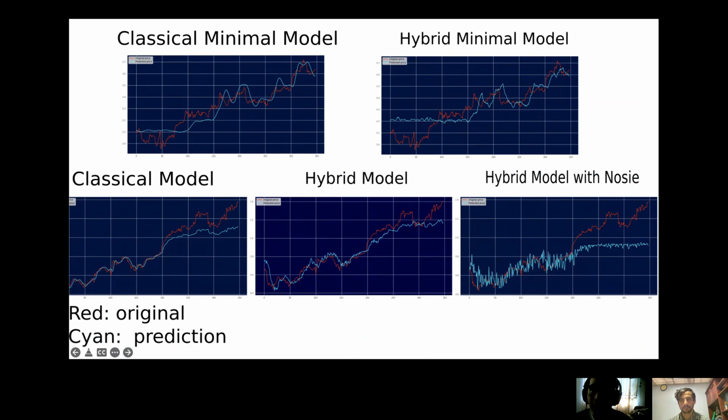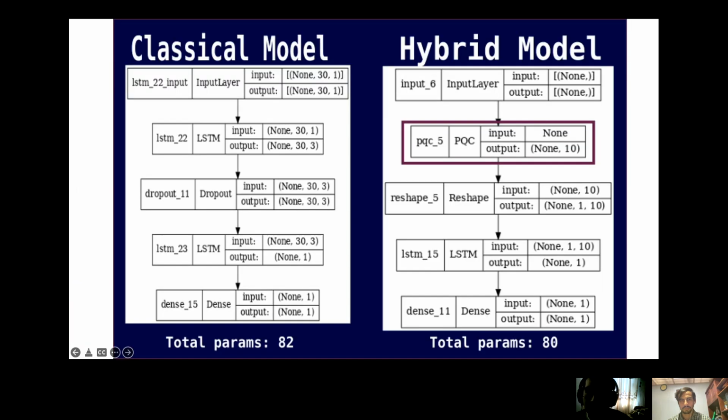The results use the basic layer, which is the minimal model, in the classical and the hybrid. In both we use approximately the same number of parameters, and after that we use a classical model with a bigger number of layers. It's the same with the hybrid model and the same with the noise model. We can see the cyan is the prediction and the red is the real value, and all use a similar structure. Next one, please. In the hybrid model, the only change is replacing it with the parametric quantum circuit. The next one.